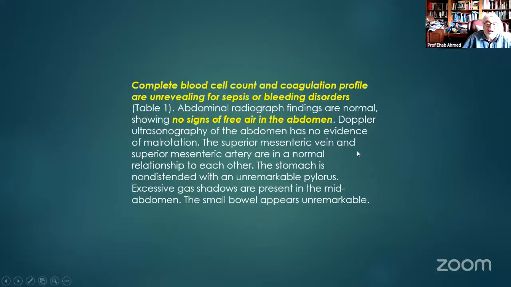They did Doppler ultrasound, and there was no evidence of malrotation. The superior mesenteric vein and superior mesenteric artery were in normal relationship. And even the stomach was not distended, and the pylorus was unremarkable.